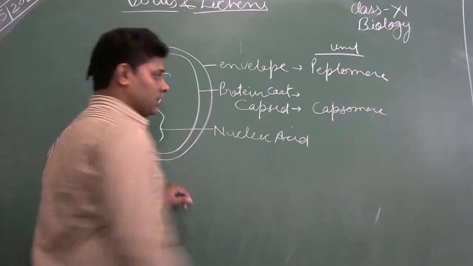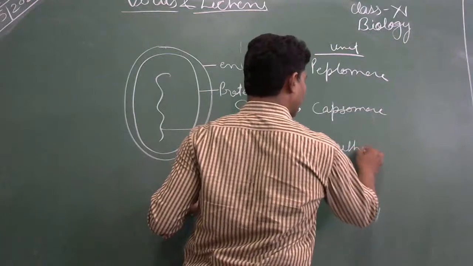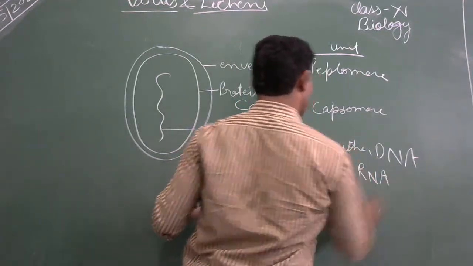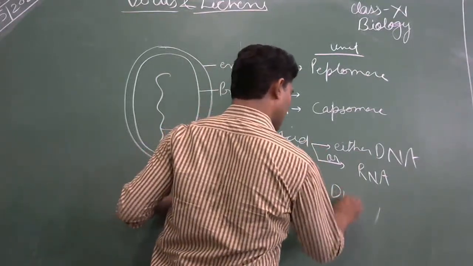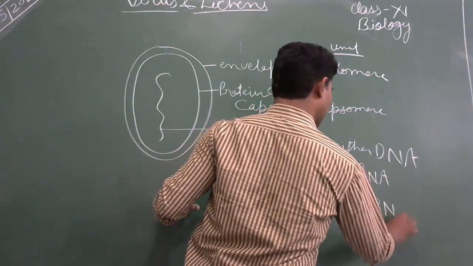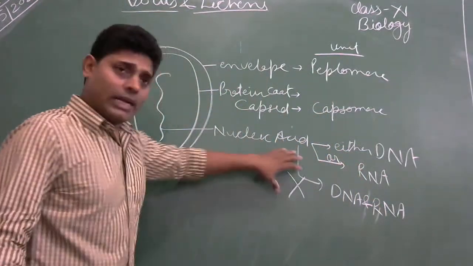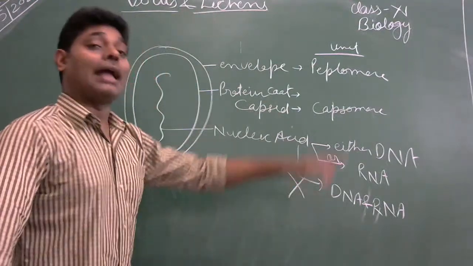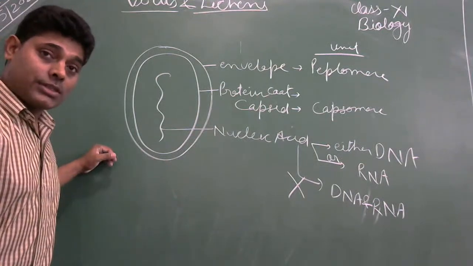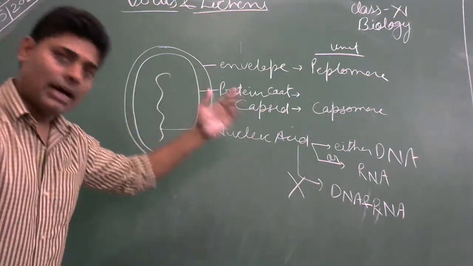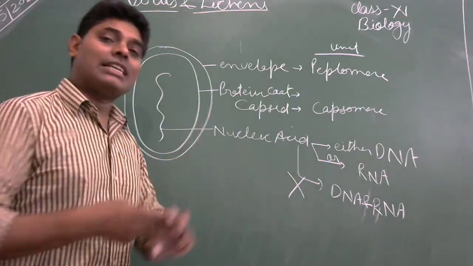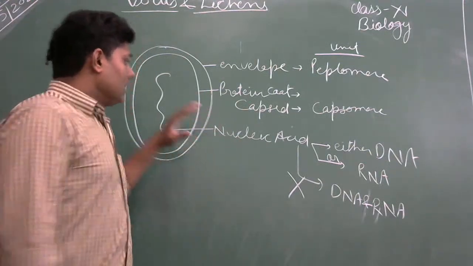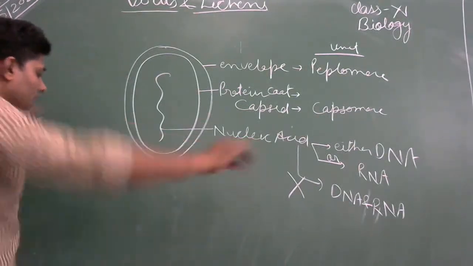There are two types of nucleic acids present: either DNA or RNA, but never DNA and RNA both, as in prokaryotes and eukaryotes. Are you getting it? So either it will have DNA or it will have RNA. This DNA or RNA may be single stranded, or circular, or double stranded. So different examples are there. Actually, these viruses are obligate parasites.